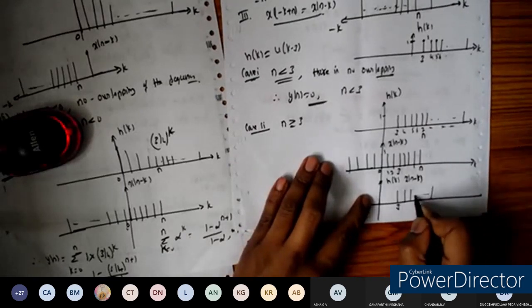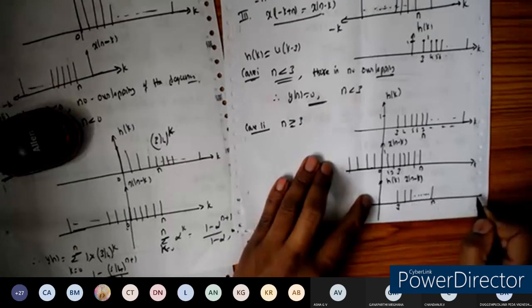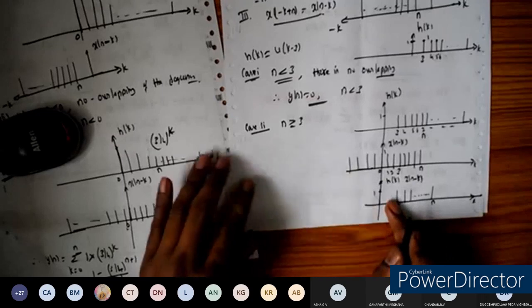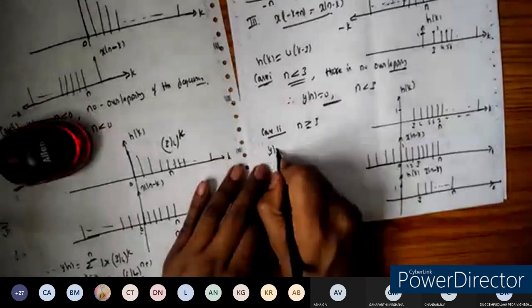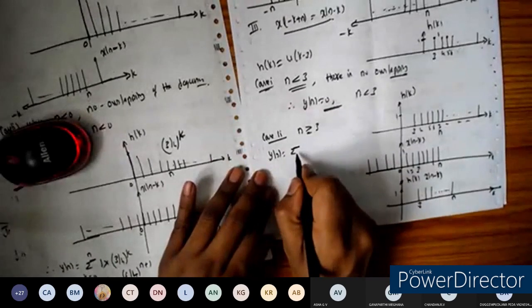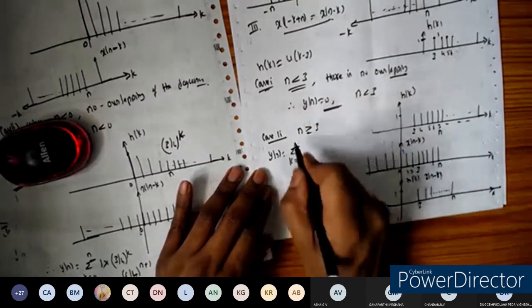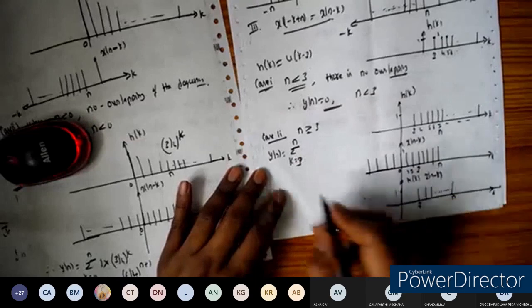We don't know what the value of n is. That's why I'm going to indicate n with the dotted lines here. This is k, and this is the product of that one. The corresponding amplitude will be equal to 1 here. So y of n will become equal to summation, k is equal to 3 because the starting index is 3 here, up to n, where it is getting overlapped.